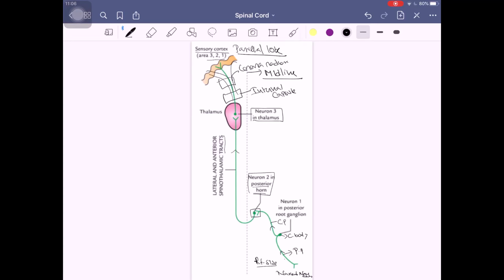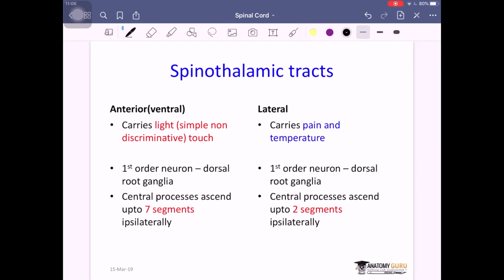Only one is shown here, but if all of them are shown, it is like a radiation. So this is the corona radiata, and finally it ends in the posterior lobe, or the parietal lobe, with areas number 3, 2, and 1. We call this the sensory cortex because it brings the sensation of pain, temperature, and touch. So this is the basic plan.